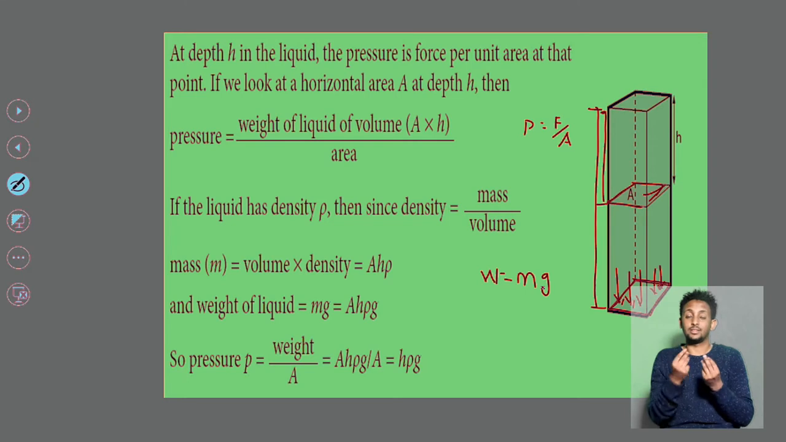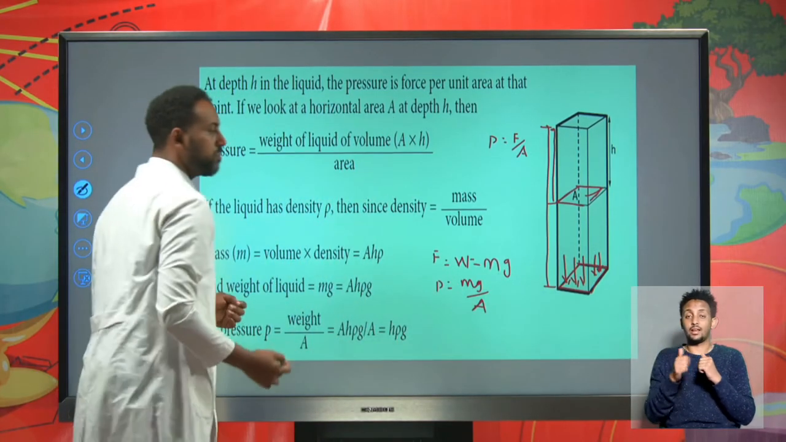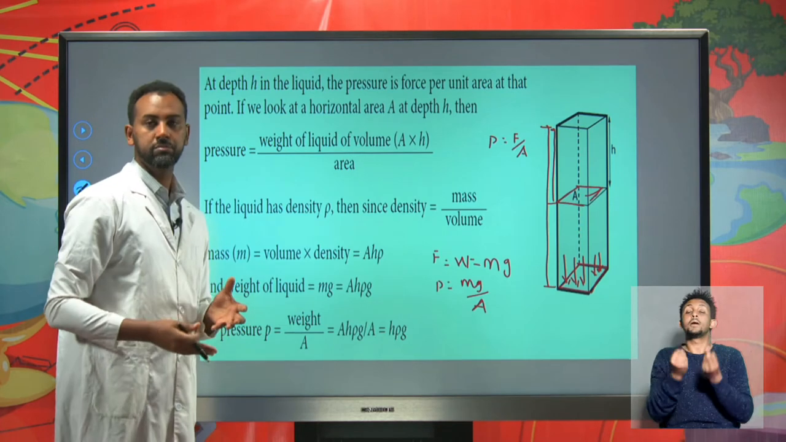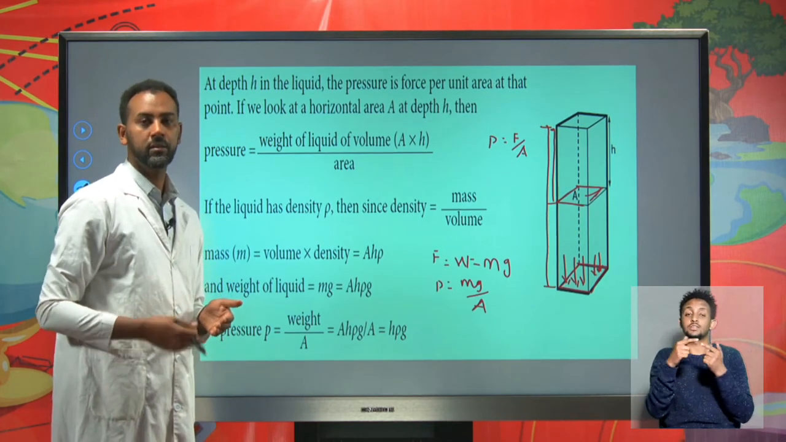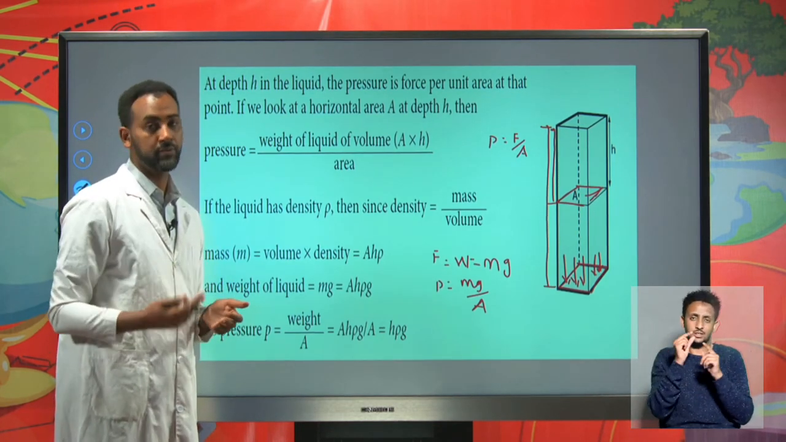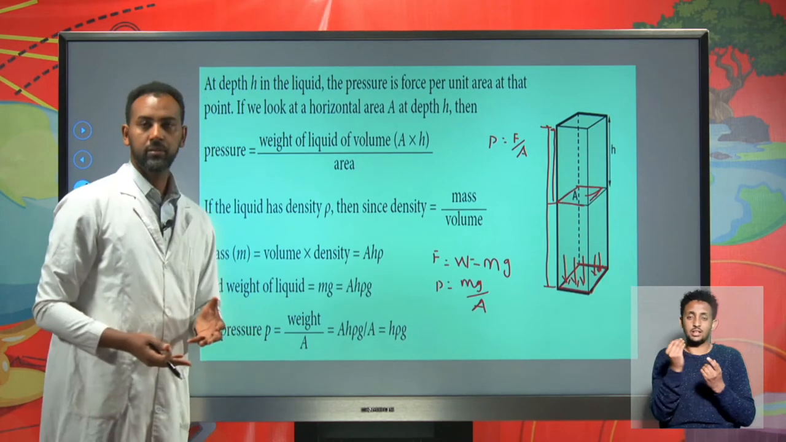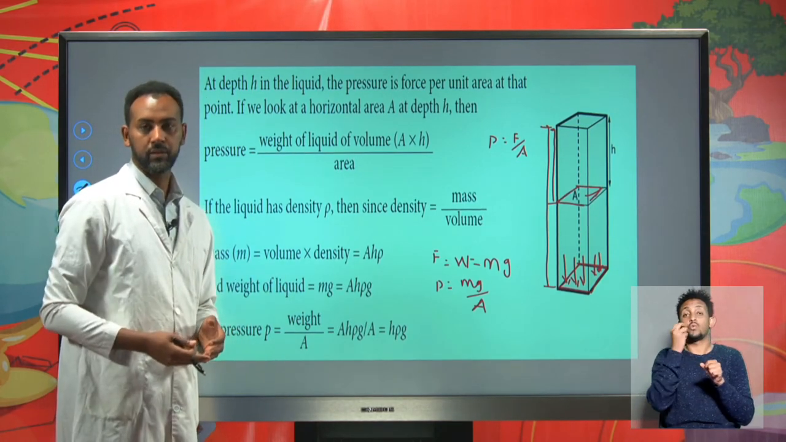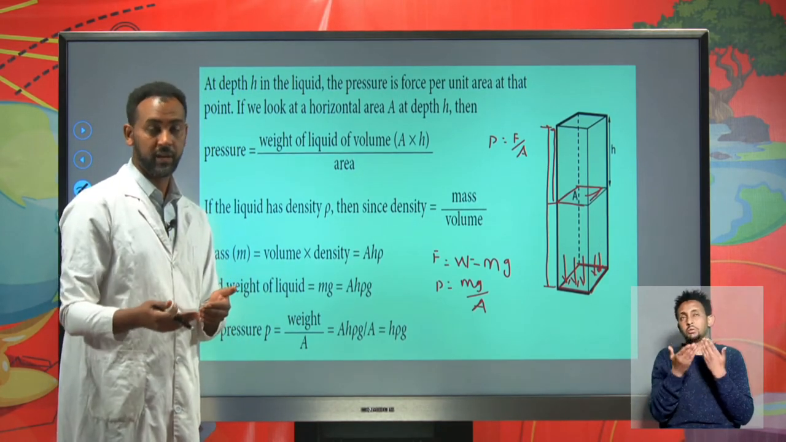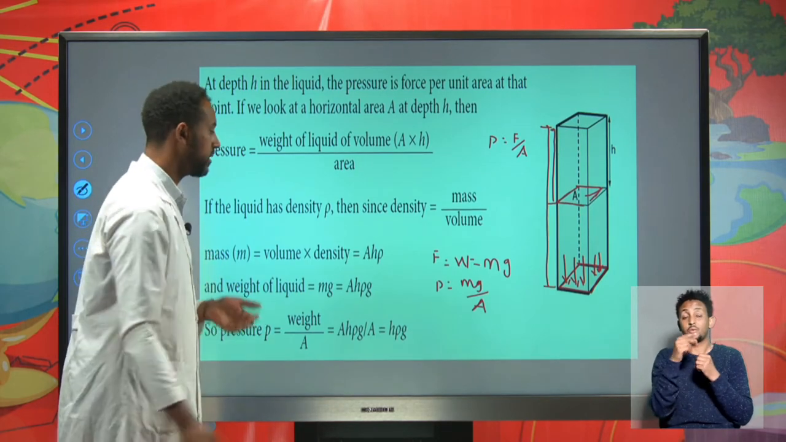So expressing this onto pressure, P equals, instead of force, you might use the weight of the object, so mass times gravity divided by the cross-sectional area A. Here, the mass of the fluid is not actually given. Rather, it is given in terms of density and volume. Usually, 1 liter of water might be given, so instead of mass, we are using volume.